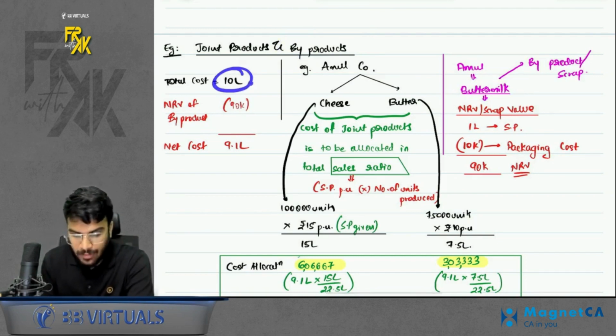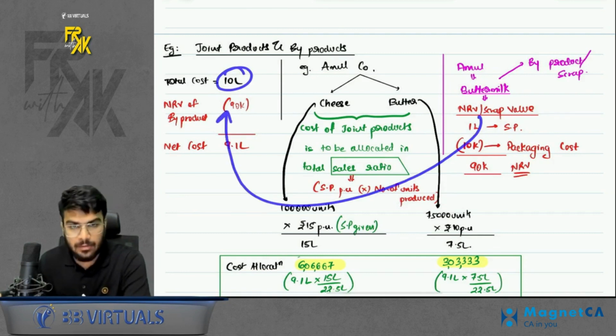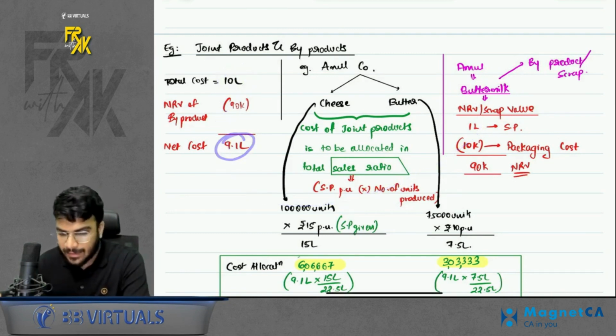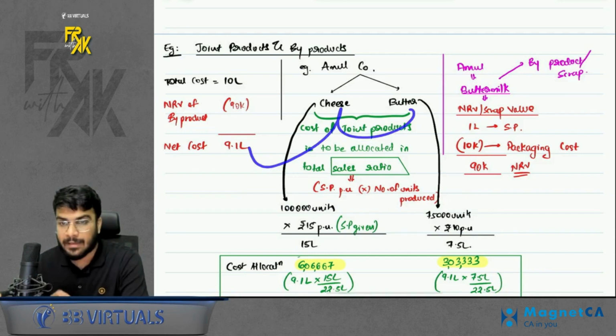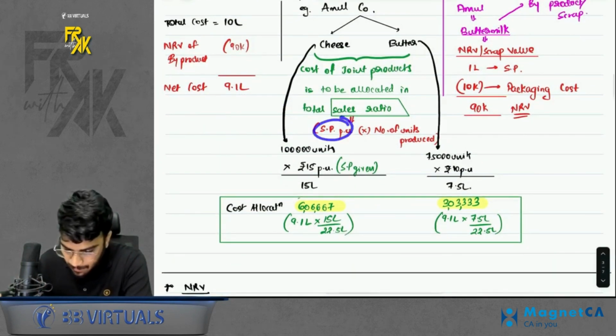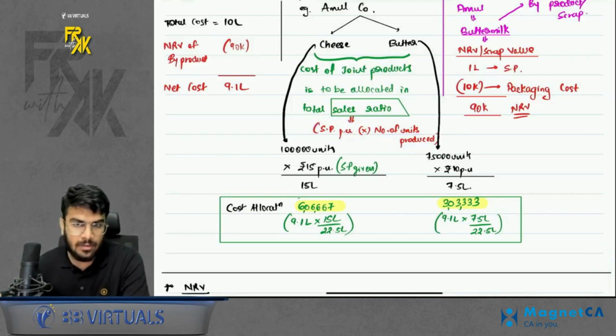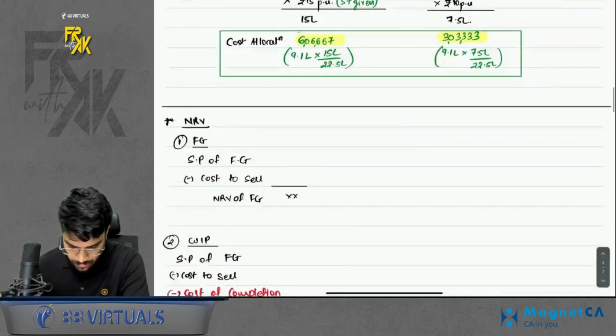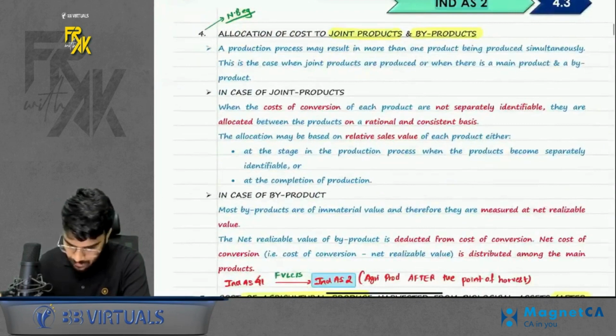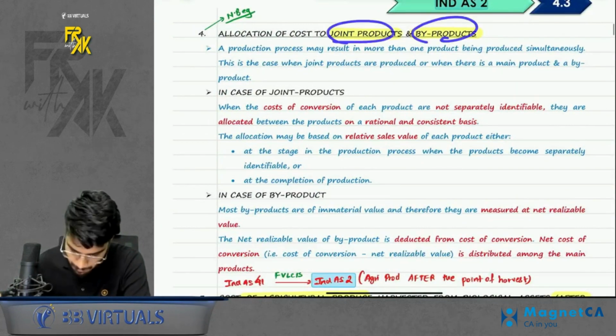First, calculate the total cost. From this total cost, deduct the NRV of the byproduct. You will get the net cost. This net cost will be allocated between cheese and butter in the sales ratio. Now, how to calculate the sales ratio? Selling price per unit into number of units produced. In this ratio, we will bifurcate the cost. Simple, right? So this was allocation of cost to joint products and byproducts.